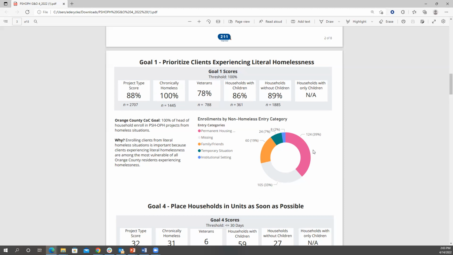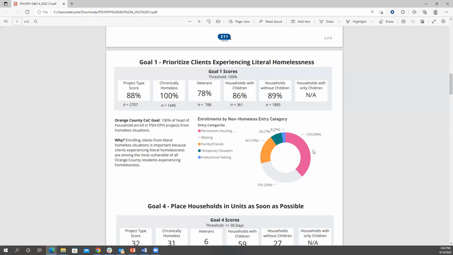And we do right now allow clients to be entering from permanent housing if the prior permanent housing was within 14 days of their new enrollment. So the reason that is sometimes a client is placed in a permanent supportive housing project and it's not a good fit for them for whatever reason. So they move to another project within the agency, or in some cases, they even move to another agency, which is okay and allowed.